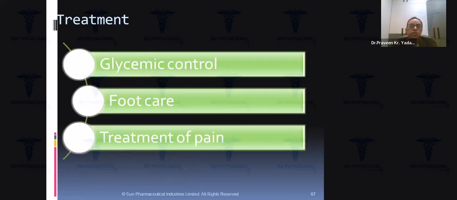Now coming to the management of diabetic neuropathy, I'll just briefly tell the headings and the approach to management. We all know the gold standard, the main thing for managing diabetic neuropathy, is glycemic control. You have to control the sugars properly and give good foot care so that the patient does not develop complications like ulcers. So foot care is very important. And the third part is the treatment of the neuropathic pain.